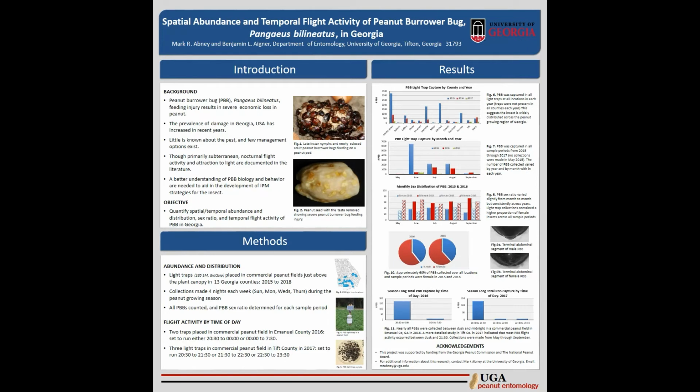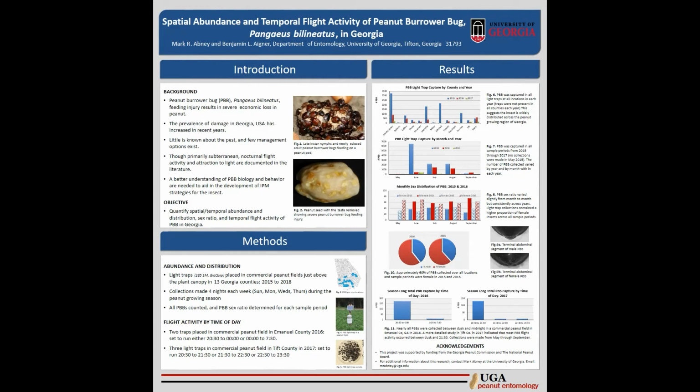Okay, we were also interested in when the insects were active within a 24-hour period. So back in 2016, we put 2 light traps in a field. One was set to run from dusk till midnight, and the other from midnight until dawn. And what we found there, looking at figure 11 on the left, you will see that we caught 95% of the insects from dusk until midnight, and only a few stragglers from midnight to dawn.